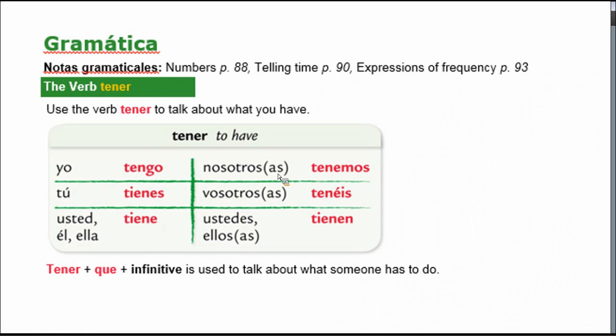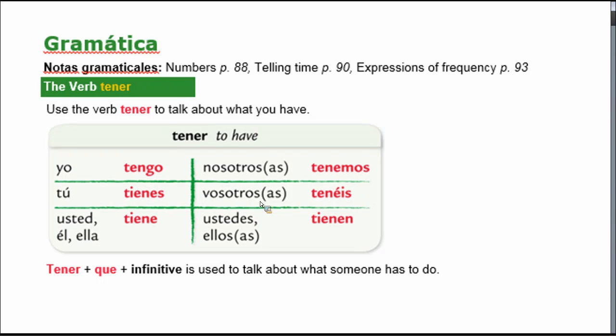Vosotros, this is the form they use in Spain. It means you guys, informal, a group of you guys. Again, it could end in -as if I was speaking to a group of girls. Ustedes, you'll use that one a lot. Ustedes, like you guys, kind of like how we use it in English. Ellos or ellas, so they, a group of boys and girls, or they, a group of girls.